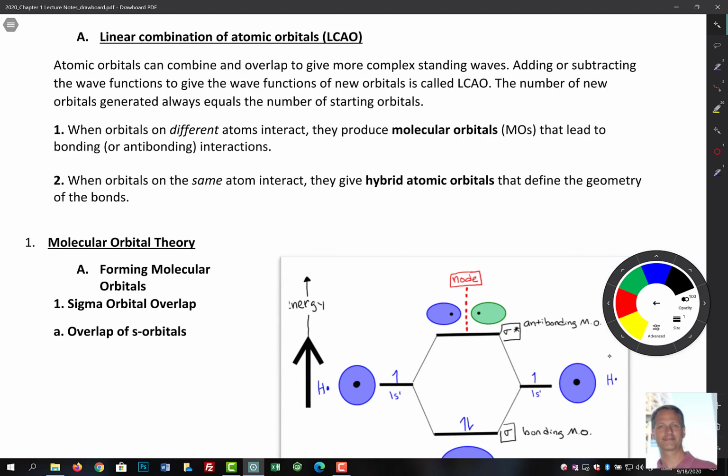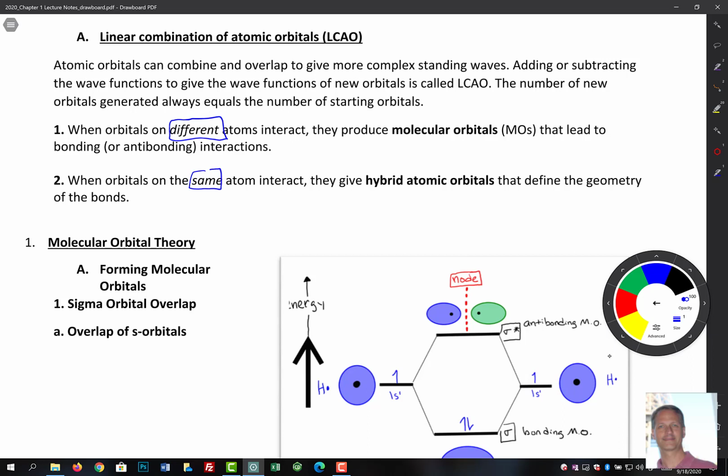All right, so we're going to look at a couple of things. First, when orbitals on different atoms interact, they can produce molecular orbitals. It leads to bonding or anti-bonding interactions. And then when orbitals add on the same atom, they give hybrid atomic orbitals. So it's the same atom or different atoms. Some of these models we use in certain cases more than others.